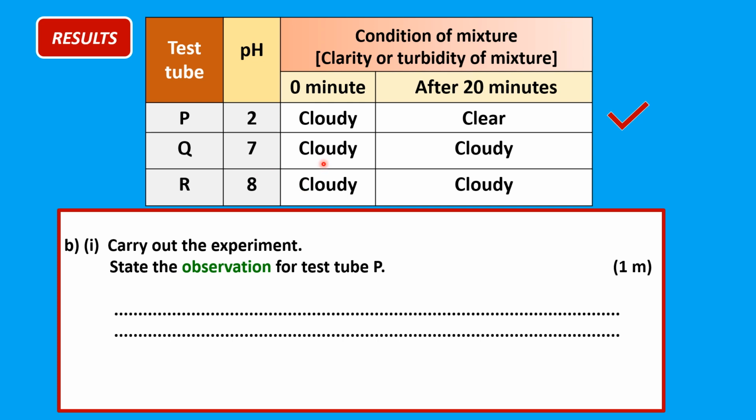That's for you to find out from the results of the experiment to make your own conclusions, right? So they can modify the experiment. But let's say that these are the results of the experiment. Now the questions will be asked. The first question is like this: carry out the experiment to investigate the effect of pH on the activity of pepsin. State the observation for test tube P here. Based on these results, can you write down a good observation? Pause the video and try the question first, and we will discuss the answer in a short while.